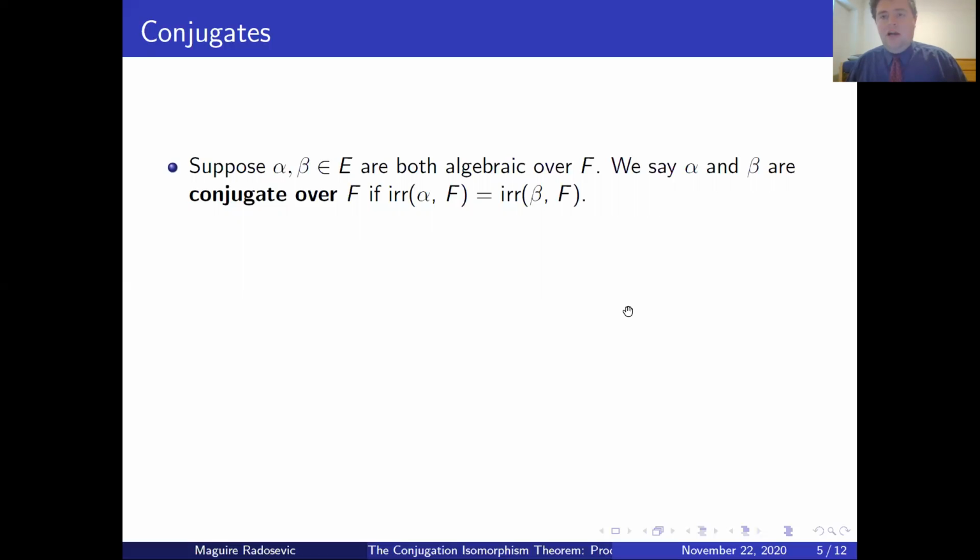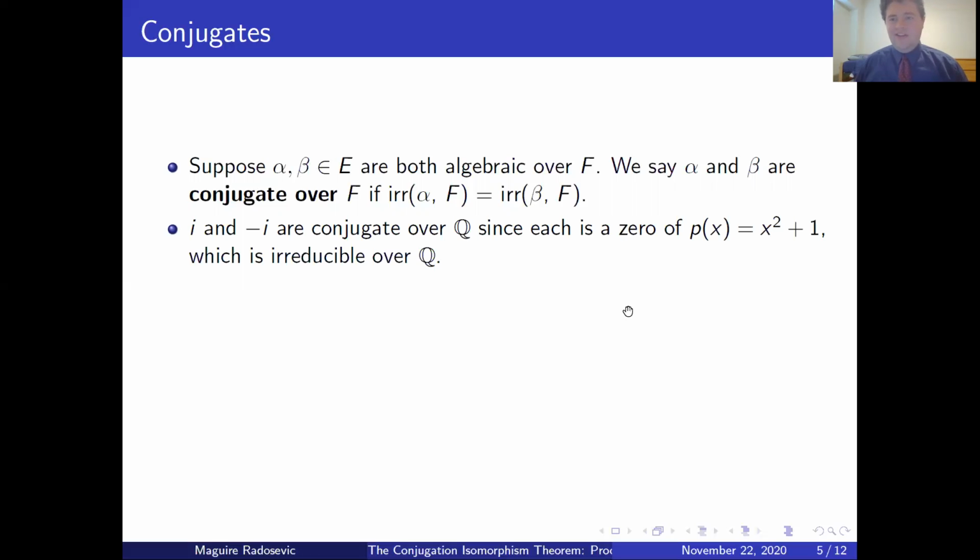We're going to move on to conjugates, which are particular to the conjugation isomorphism theorem, as the name would suggest. In this case, we're going to have two algebraic elements from E, an extension field of F, that are algebraic over F. We say that these two elements are conjugate over F if the irreducible polynomial of alpha over F equals the irreducible polynomial of beta over F. So alpha and beta are conjugates if and only if they are the zero of the same unique irreducible monic polynomial over F.